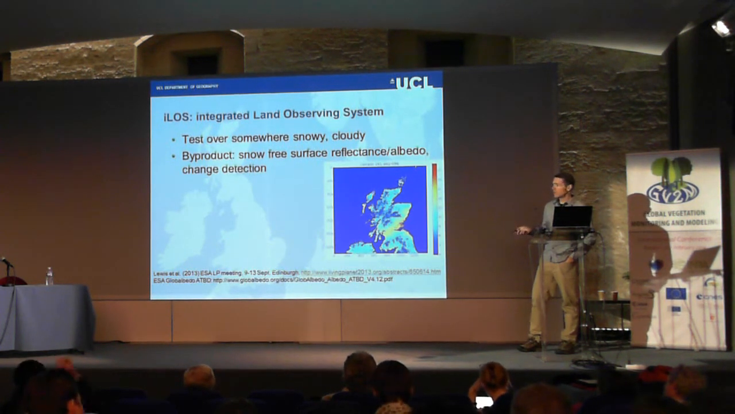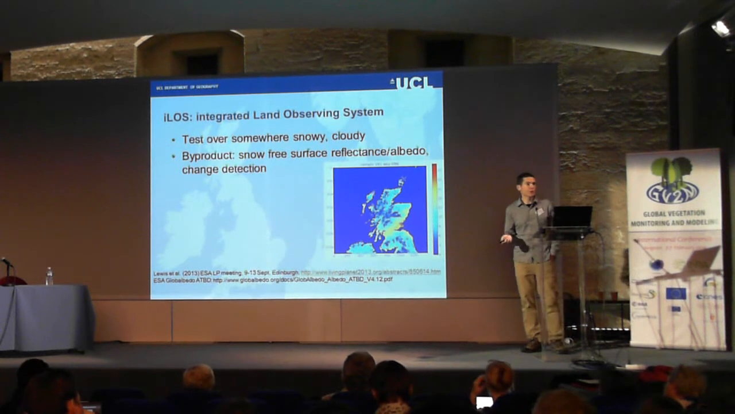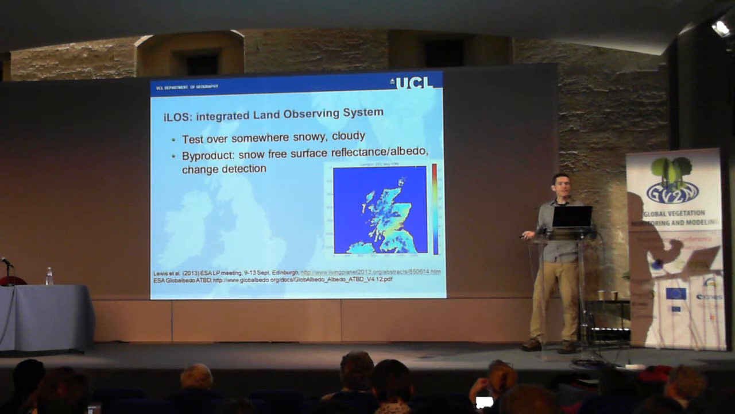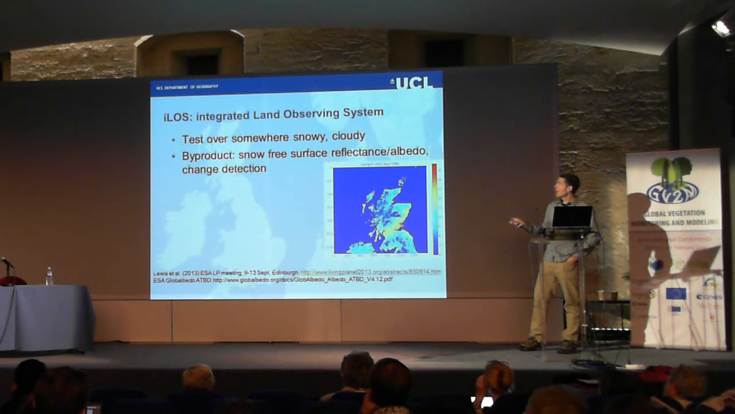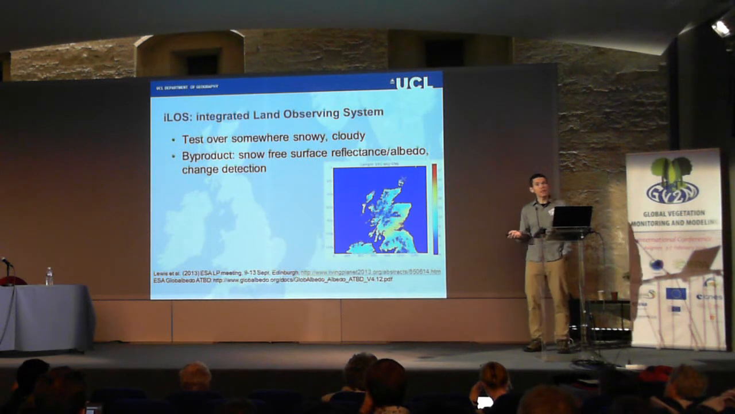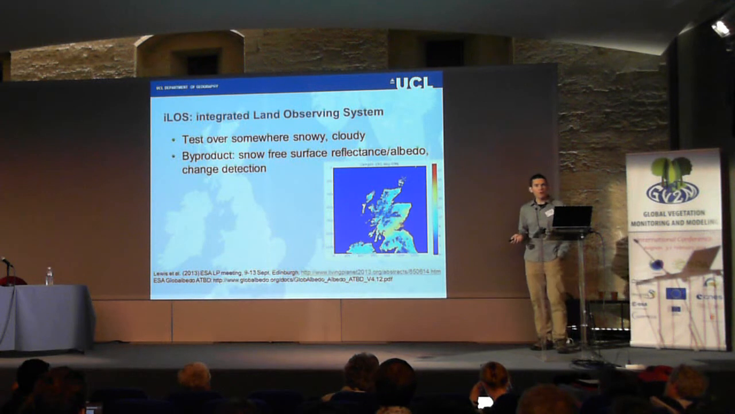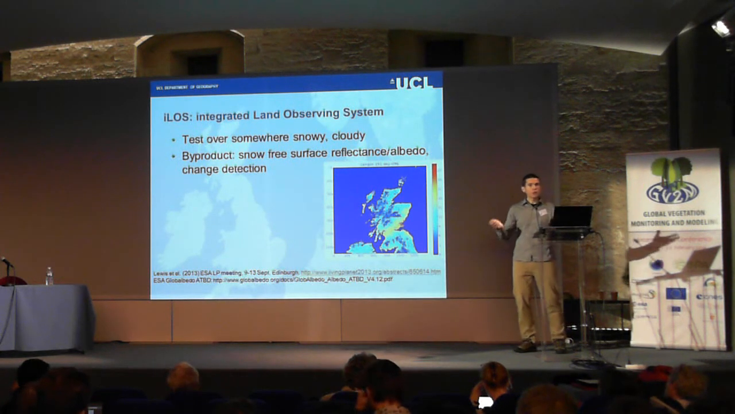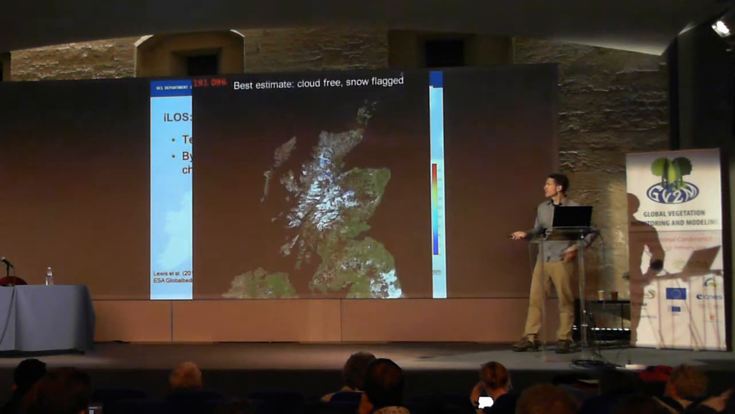And what you end up with, so this is my nice map of the UK and northwestern Europe with no clouds and no snow. So let's test it somewhere difficult. Let's test it over England in January, somewhere cloudy and snowy, and the byproduct of this is you end up with a snow-free, essentially cloud-free surface reflectance and then albedo product, which is your best possible estimate given priors and given your use of all the available data.